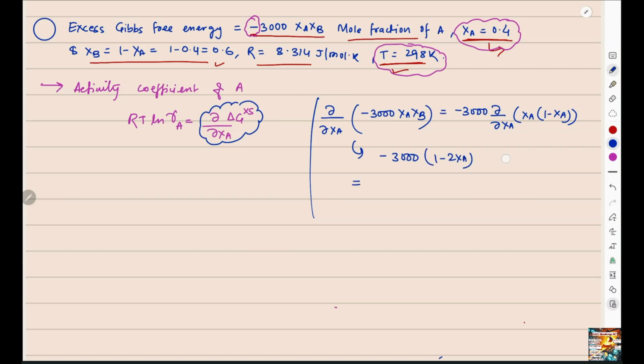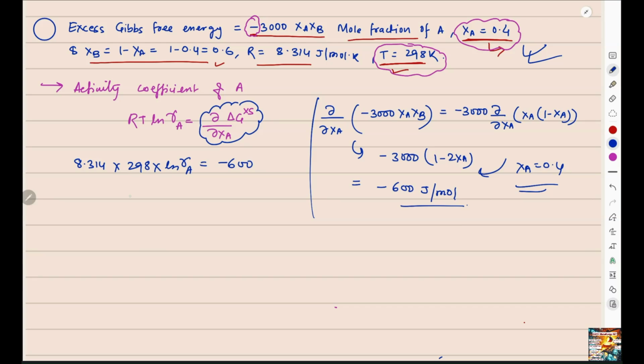After substituting the value XA equals 0.4 as given in the question, we will have minus 600 joule per mole. Now we will substitute the values: R is 8.314, temperature is 298, into ln gamma A equals minus 600. After solving for gamma A, we have 0.785, and thus we can calculate the activity as gamma A into the mole fraction of A, that is 0.785 into 0.4. After calculating we will get 0.314. So this is the correct answer.